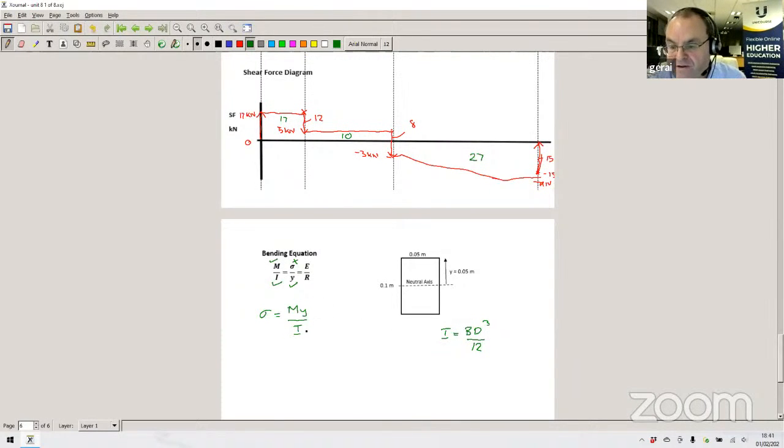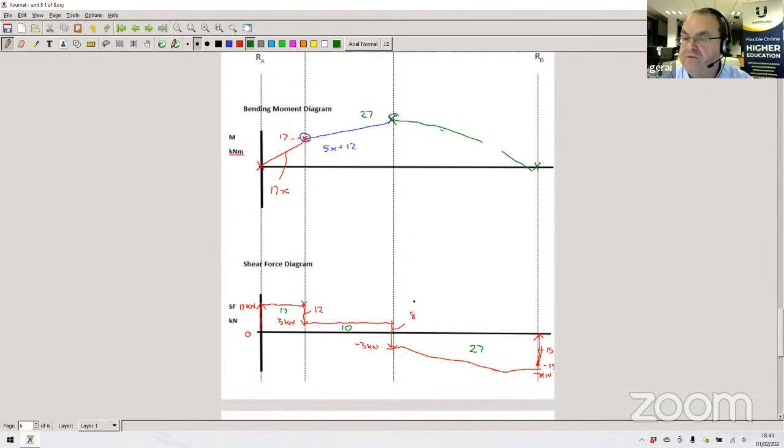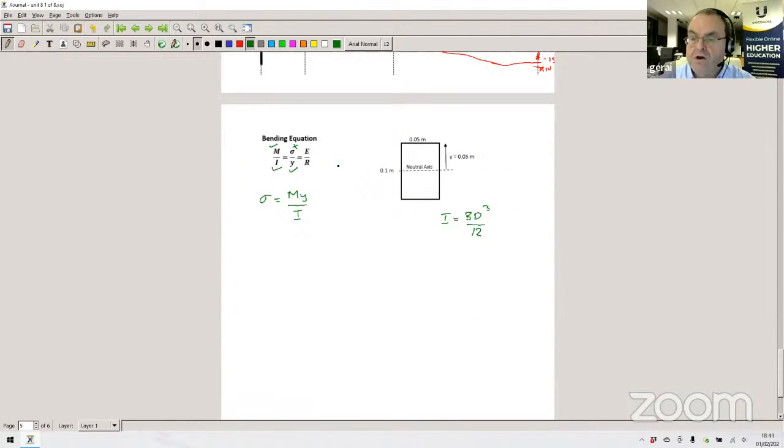So now we have our value of I, and we have our distance y. If we want to find the maximum stress, we have to go back and find where it occurs. If we look at our bending moment diagram, we see that the maximum stress occurs at point C. That's where our maximum bending moment is, and that's 27 kilonewton meters. So all we have to do now is work out the stress at the top surface or at the bottom surface, it doesn't matter.